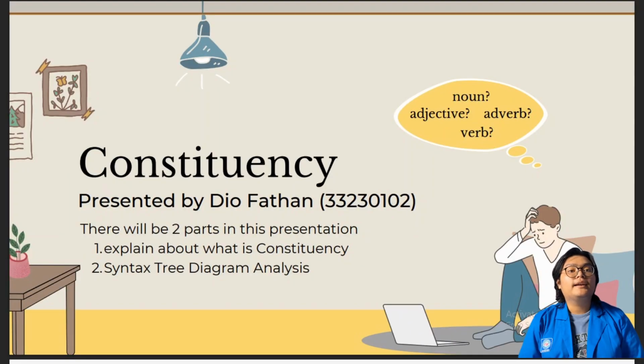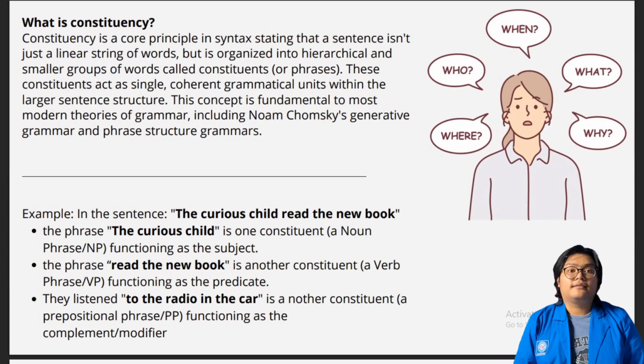My name is Dio Fathan, and today I will be presenting about syntax, which is constituency. This is for my project one. There will be two parts in this presentation: first, explaining what constituency is, and two, syntax tree diagram analysis. So we move to part one first. What is constituency?